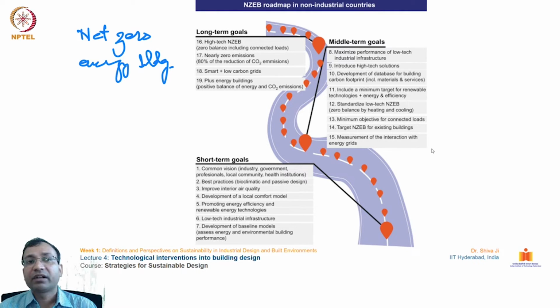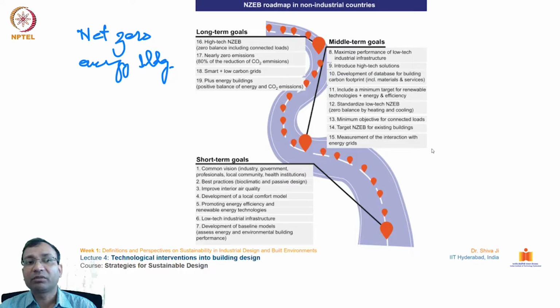The next one talks about standardized low-tech net zero energy building. So zero balance by heating and cooling. How can we minimize the differentiations? How can we maximize the use of the temperatures or the resources available right outside the building, so the overall balance remains as close to zero as possible? That is the purpose. How can these natural phenomena be employed in the design of the building?